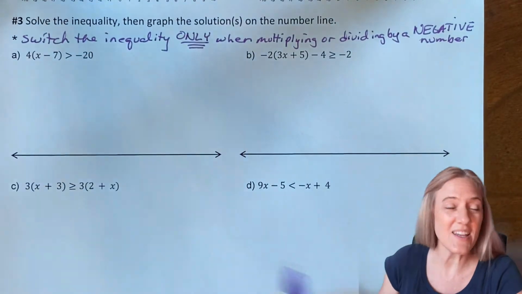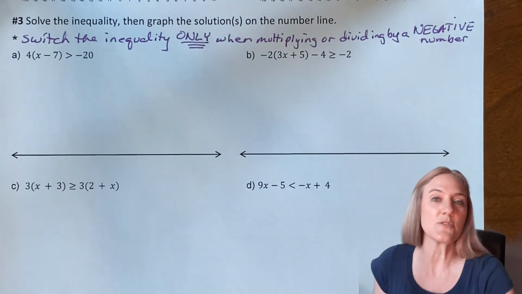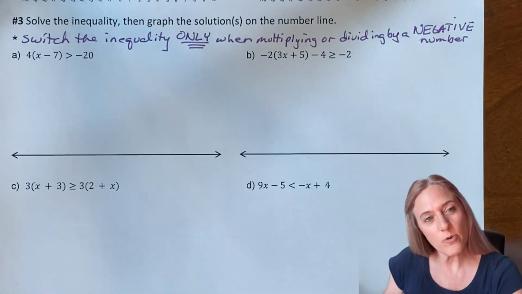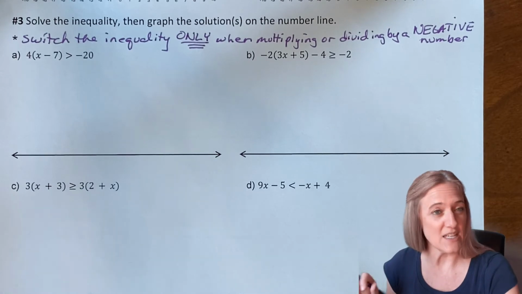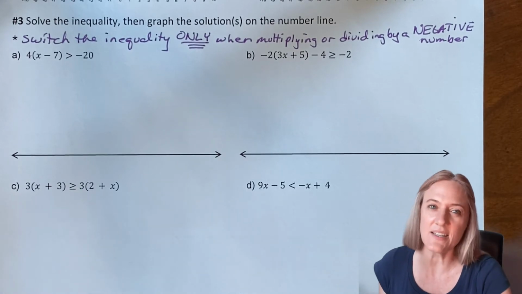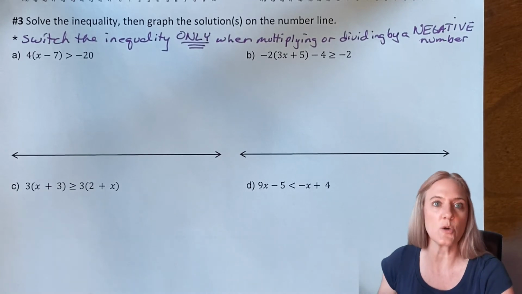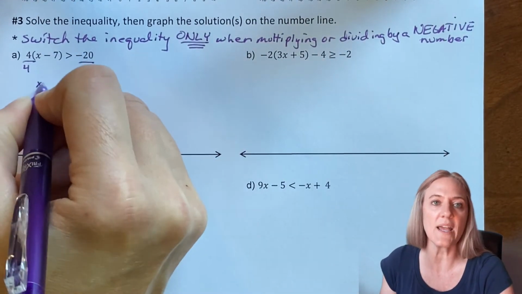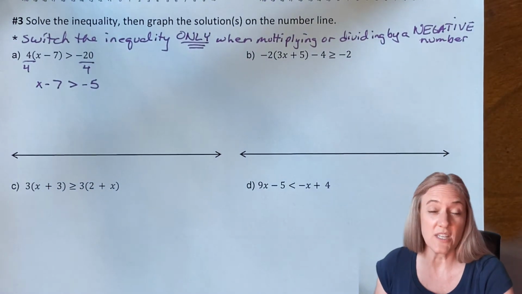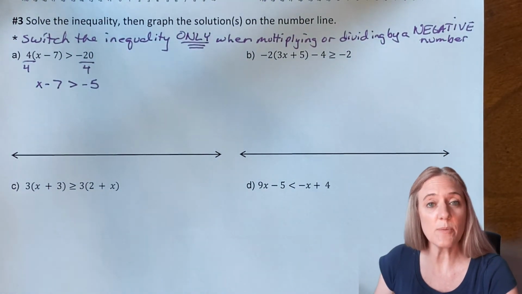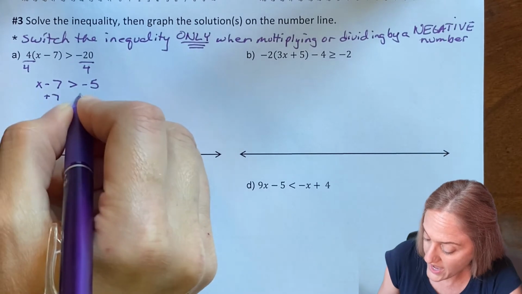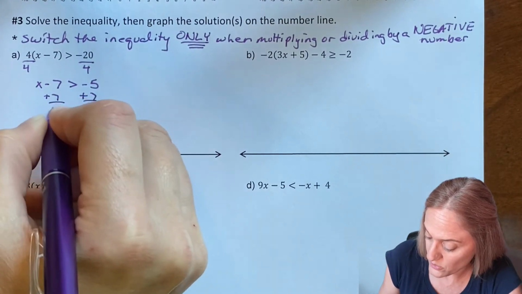4 times the quantity x minus 7 greater than -20. So we could divide out that 4 right now, and that seems like a really good idea because it goes into that -20 nice and even. I get an integer answer there. But of course, it's the same thing if you chose to distribute the 4. Remember, 2 ways will get there. At this point, we have to use the addition property of equality, add the 7 to both sides, and we end up with x is greater than 2.